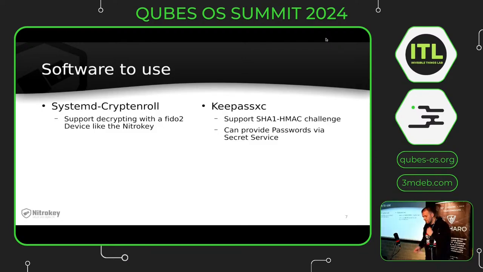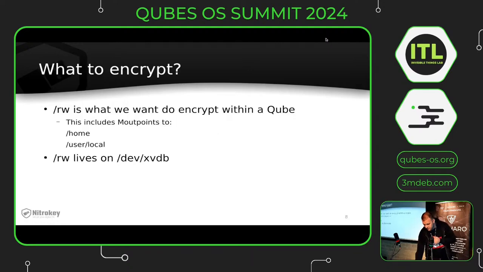So what is the basic idea I came up with? When we look at Qubes, where is our data? Our data is in every cube we use. If we use disposable cubes, that doesn't matter. But all our data we actually care about is in this /rw thing on an extra partition, which is kind of nice. It's on an extra block device. It's on this xvdb block device.